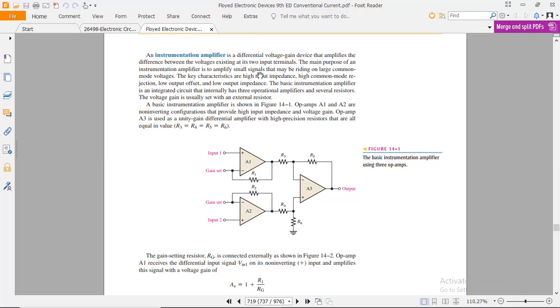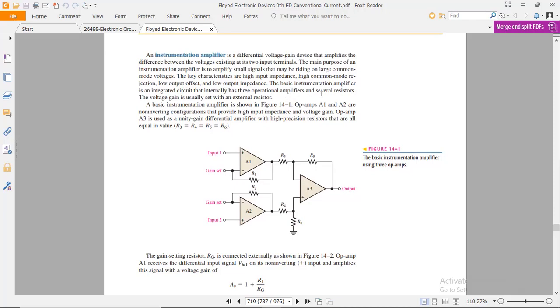So the main purpose of an instrumentation amplifier is to amplify small signals that may be riding on large common mode voltages. The key characteristics are high input impedance, high common mode rejection ratio, which is good for amplification and to reduce the noise, low output offsets, and low output impedance. These are the features, and that's the reason we use the instrumentation amplifier for the op-amp features.